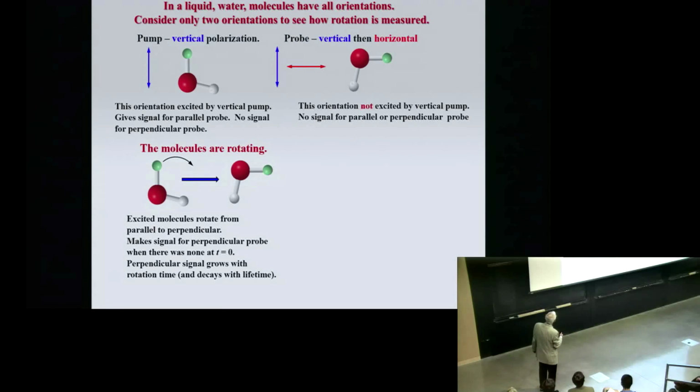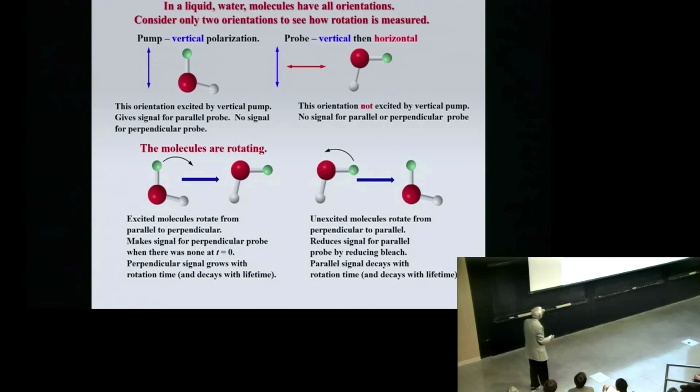I excite this molecule. It's excited. It's parallel, and now it's going to rotate and become perpendicular. So it makes a signal for the perpendicular probe when there was none at t equals 0. Initially, when I was looking in this direction, there were no excited molecules this way, but this excited molecule rotated over there. Now it's vibrating this way, and my perpendicular probe, which at short time before a molecule had a chance to rotate saw no signal, will actually cause a signal to grow in. You'll get a signal.